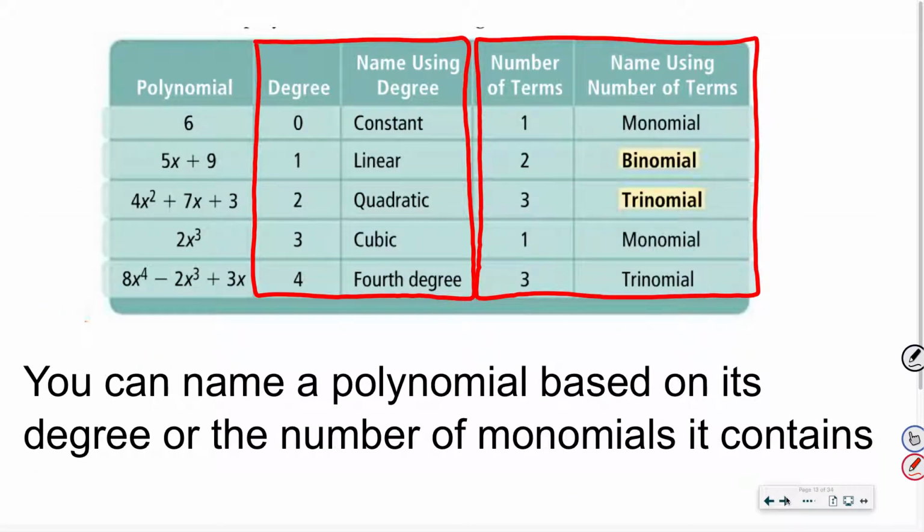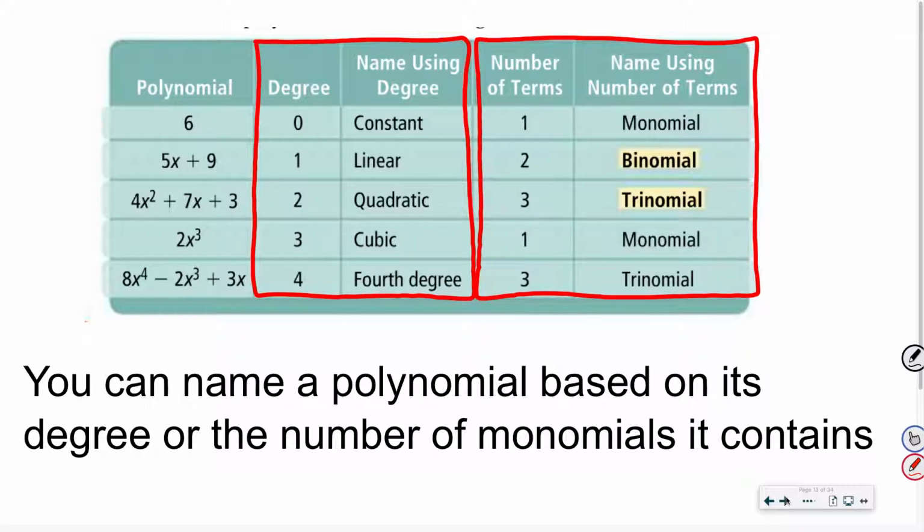You do not have to write this down, but this is the reason why the degrees and the number of terms matter. You can actually call a polynomial by its real name. So an example of this, a constant, just a number by itself. Its degree is 0 because the term by itself has no exponent. And that's a monomial. It's just one term by itself, no exponent, it's a constant.